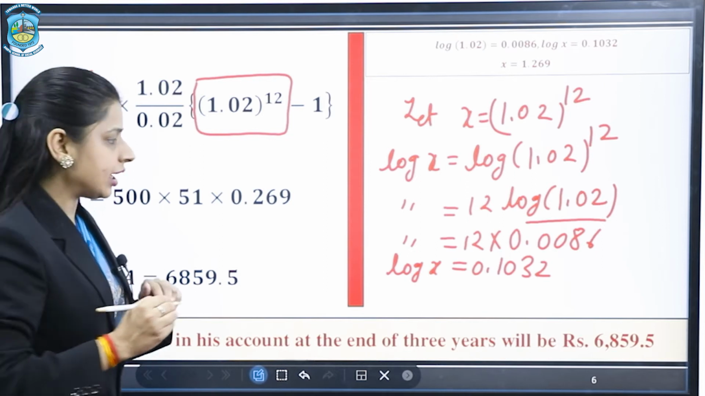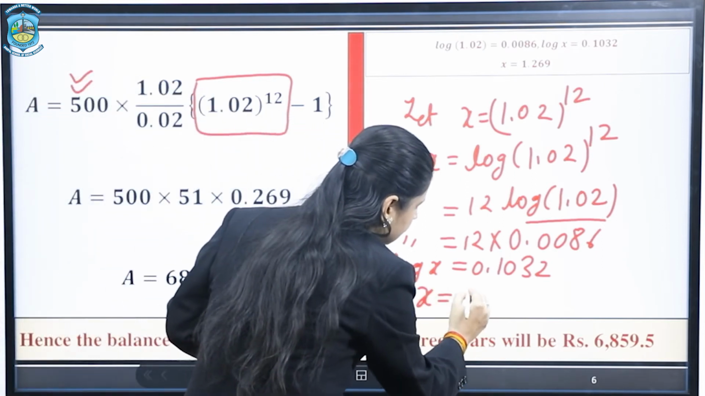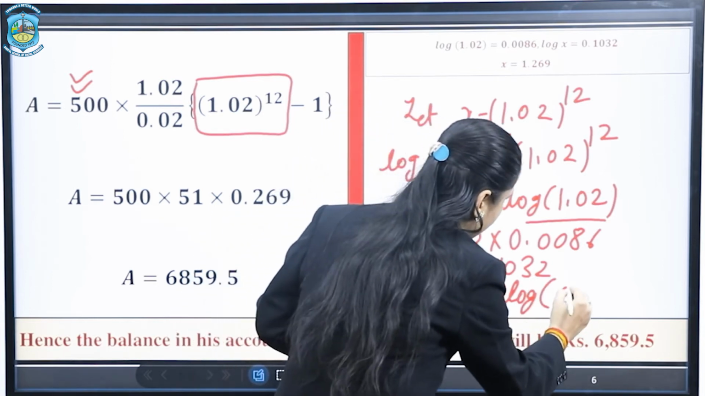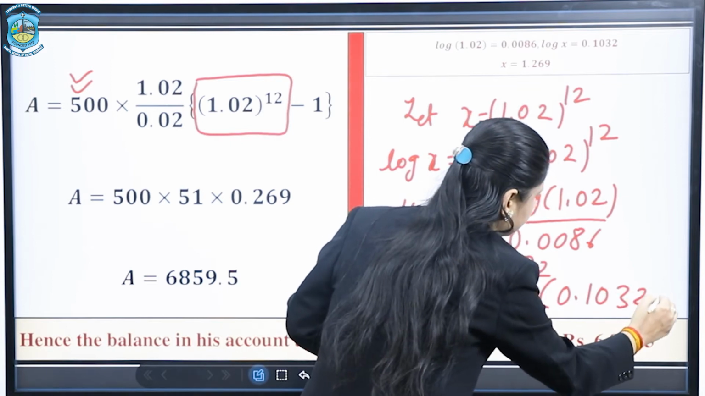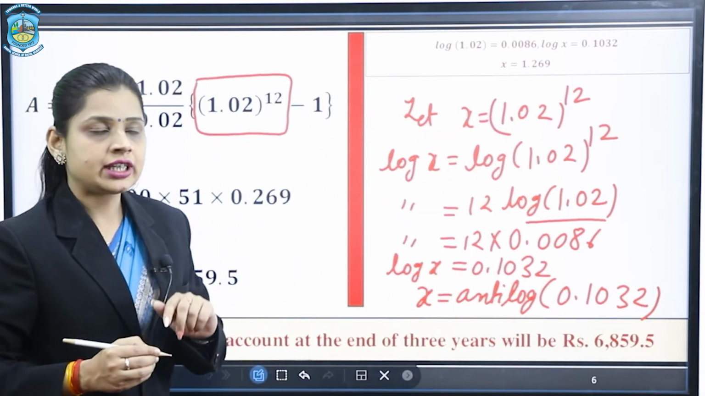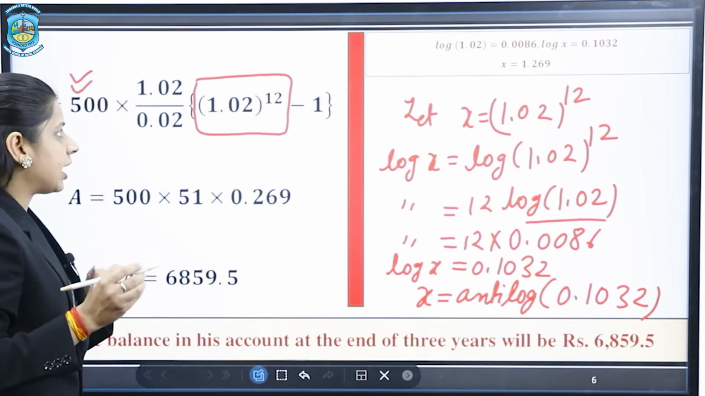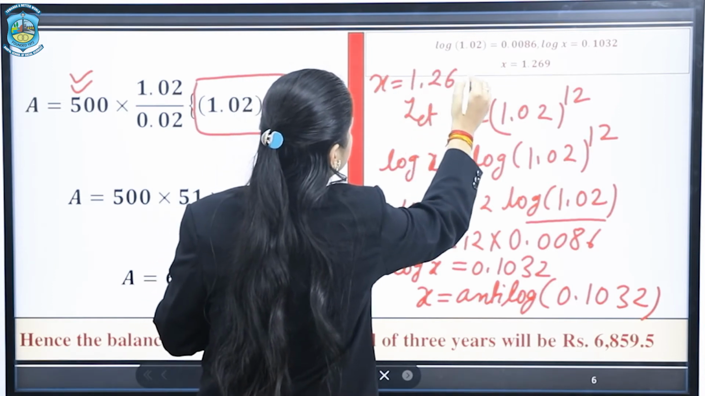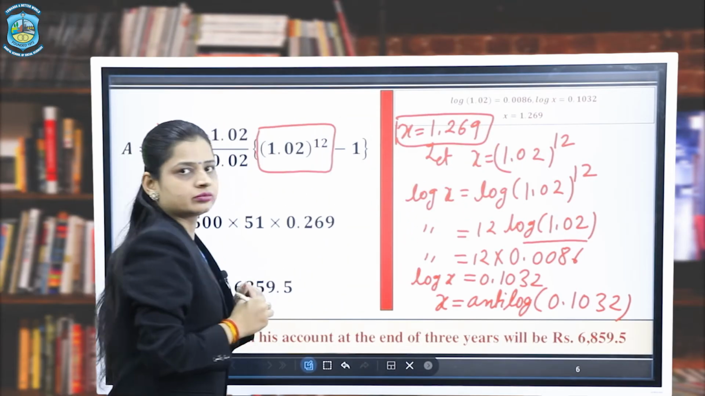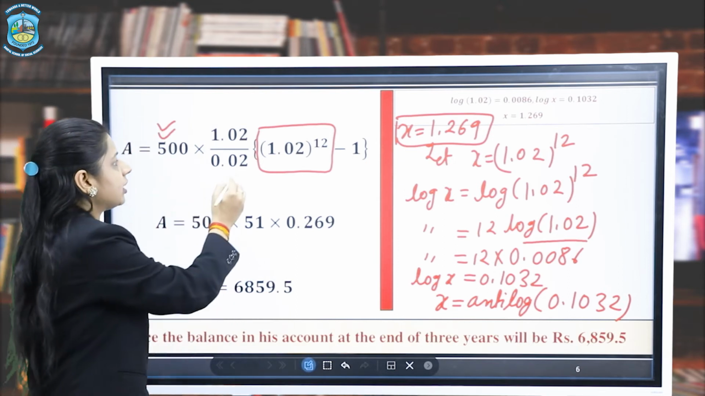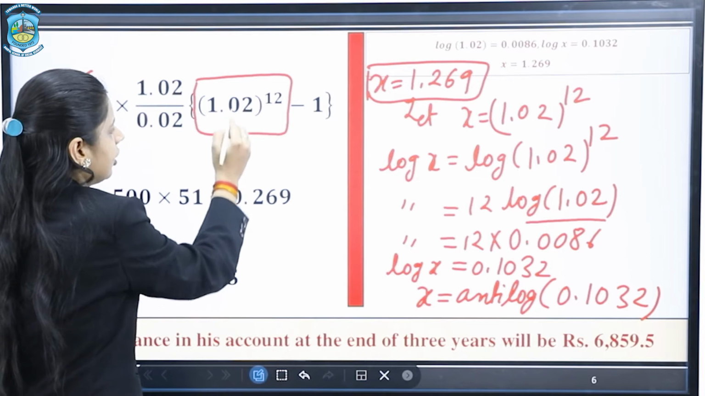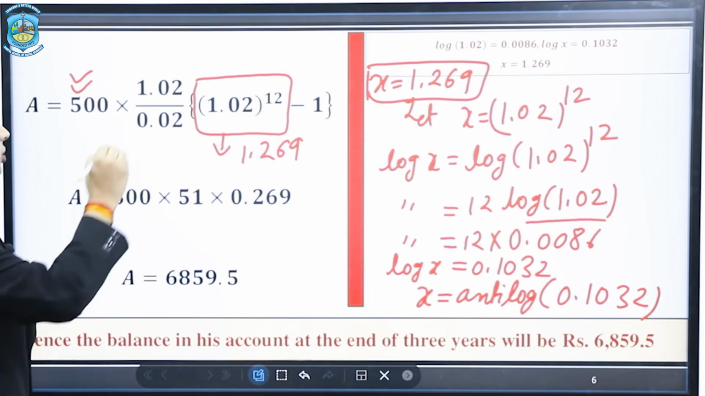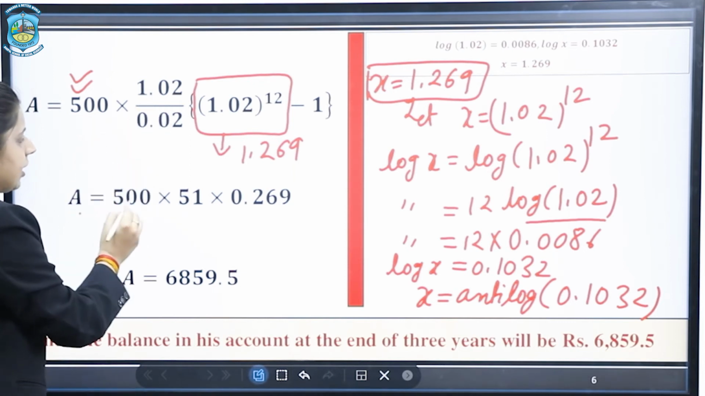And then to calculate the value of x, we will take antilog of this term. So x will be antilog of 0.1032. And on taking antilog, the value of x will be 1.269. So we used log to calculate this term, and the value of this term is 1.269.